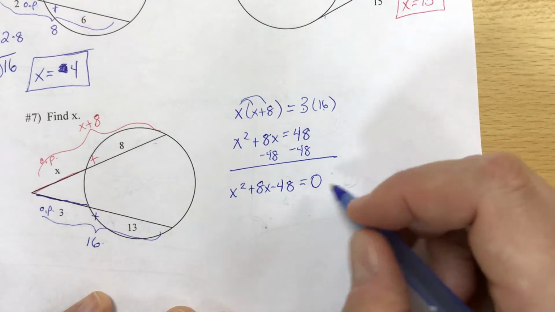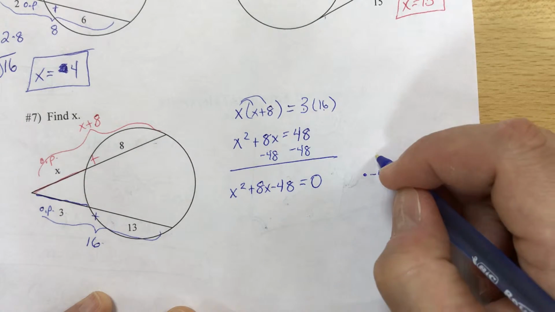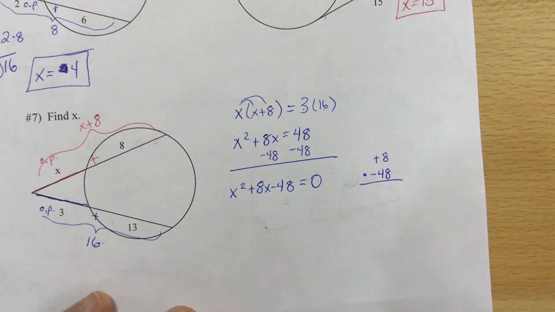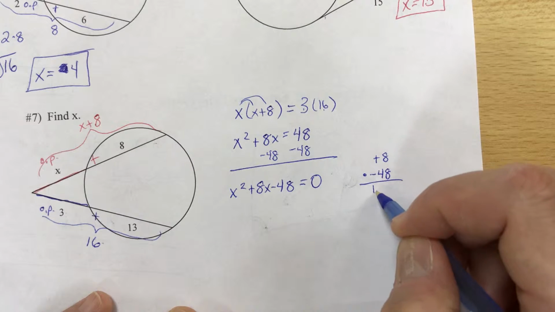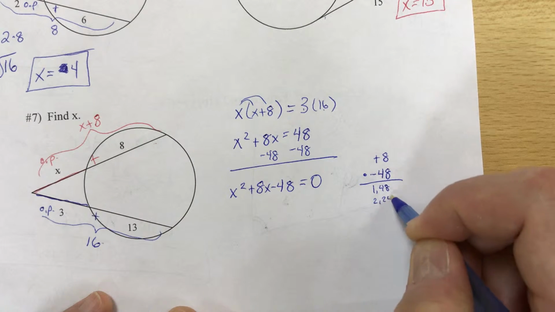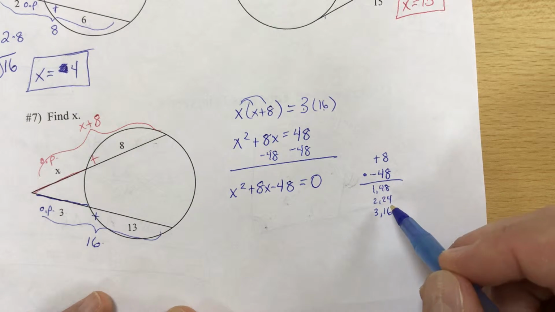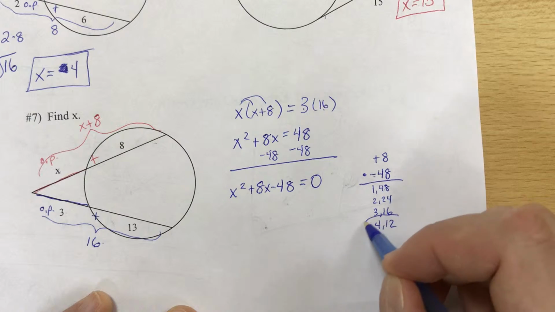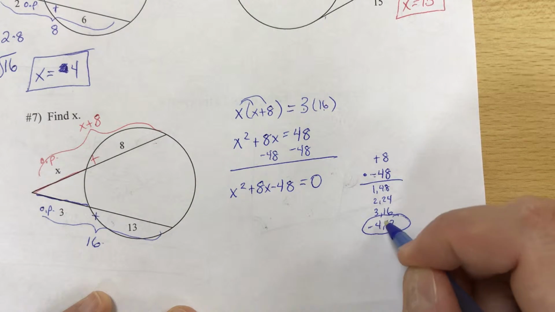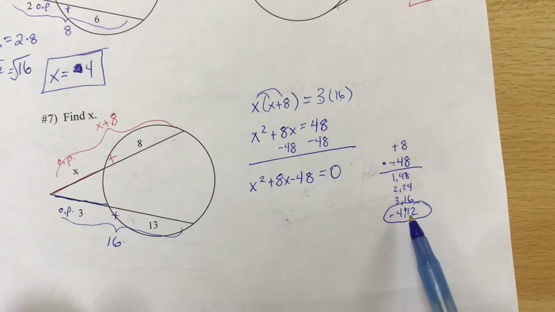Now, to factor, can we think of two numbers that multiply to negative 48 that add up to positive 8? If you go through the factors of 48, let's see, we got 1 and 48, 2 and 24, 3 and 16. Now, one of them would have to be positive and one would have to be negative because it has to multiply to negative 48. How about 4 and 12? If we do negative 4 plus 12, that multiplies to negative 48, and then it adds up to positive 8. So that's our winning combination here.